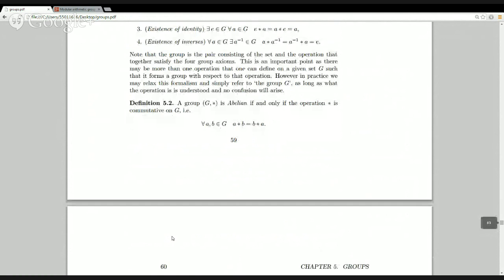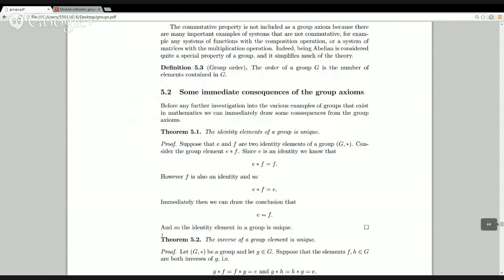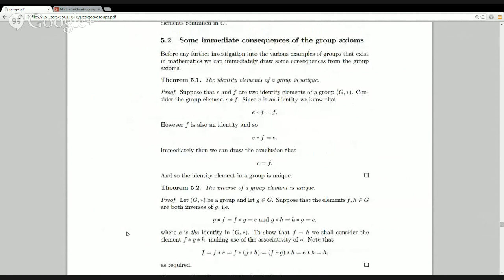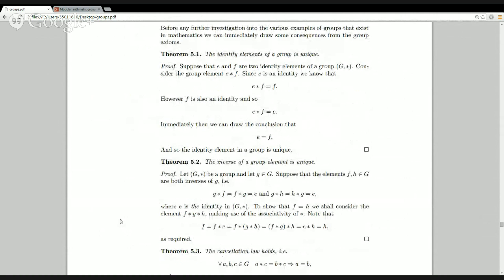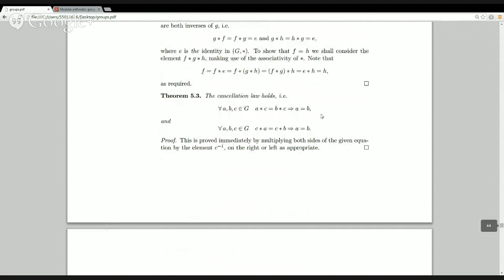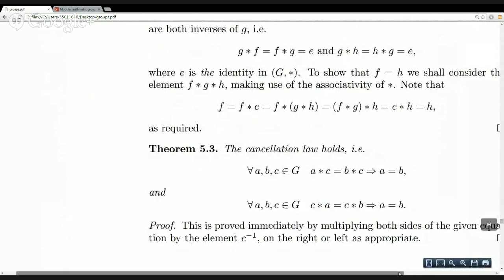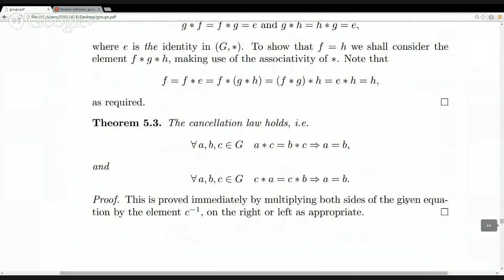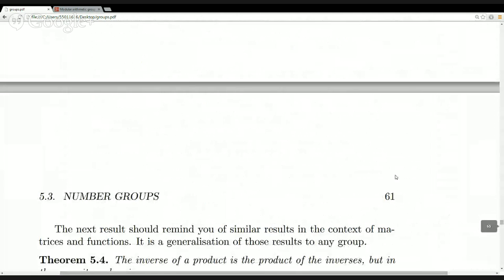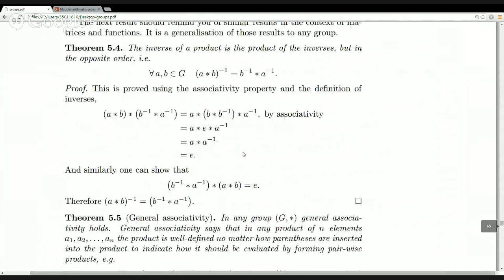And we worked through a few of these immediate consequences yesterday. We learned that the identity element in a group is unique. There's one and only one identity element. That inverses are also unique. Every element has a single inverse in a group. You can't have two distinct inverses. And from the existence of inverses, we get that the cancellation law holds, theorem 5.3. And there's a couple of other theorems there.